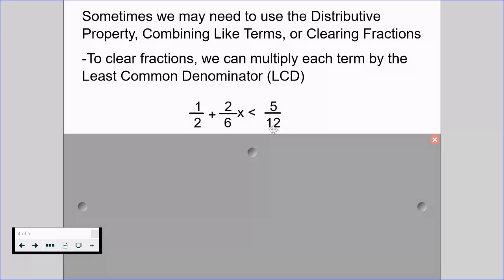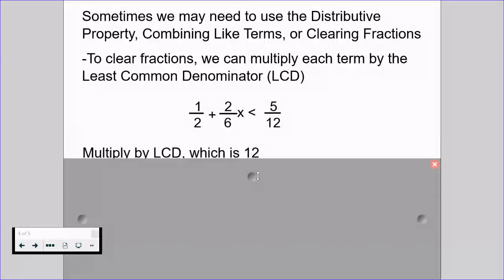I always like to look at the biggest number and then see if we can turn it into that biggest number. We can't change 12 into 2. We can't change 12 into 6, but we can change 2 and 6 into 12. So we can always get bigger. We can't really get smaller. That's why we look for the least common denominator.